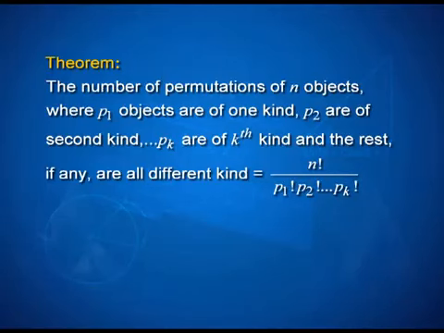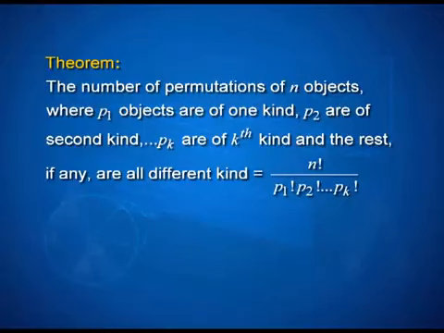You may have more than one kind repeated. So, if there are P1 of one kind, P2 of the second kind, Pk of the kth kind and the rest of the elements are all distinct, then the total number of arrangements possible is n factorial divided by P1 factorial times P2 factorial up to Pk factorial. Now, with this result, we are ready to deal with situations where there are elements of the same kind appearing and a permutation needs to be figured out.